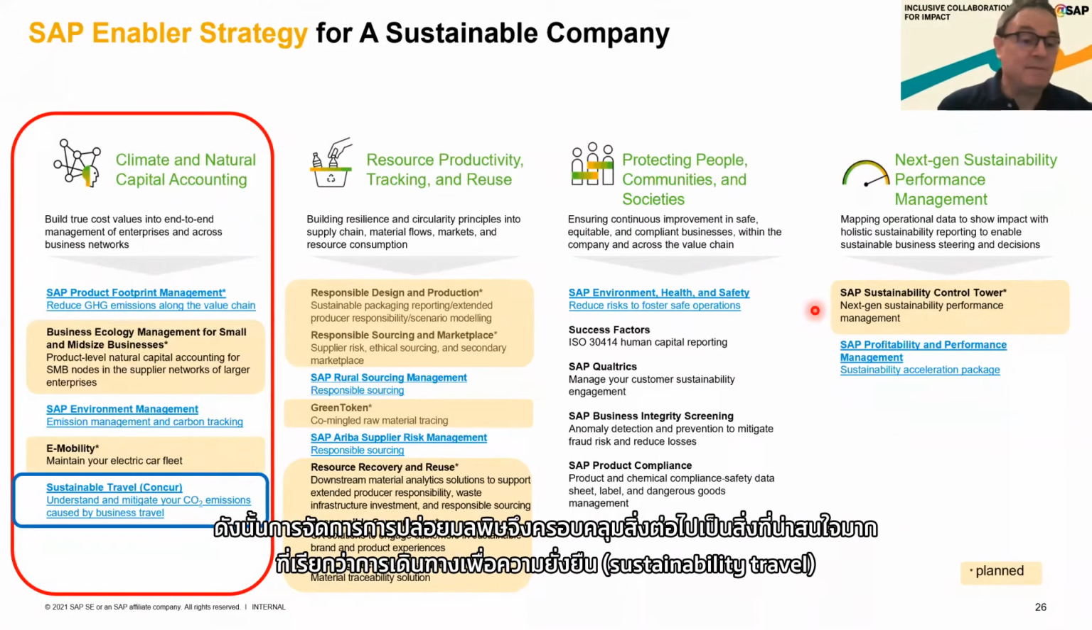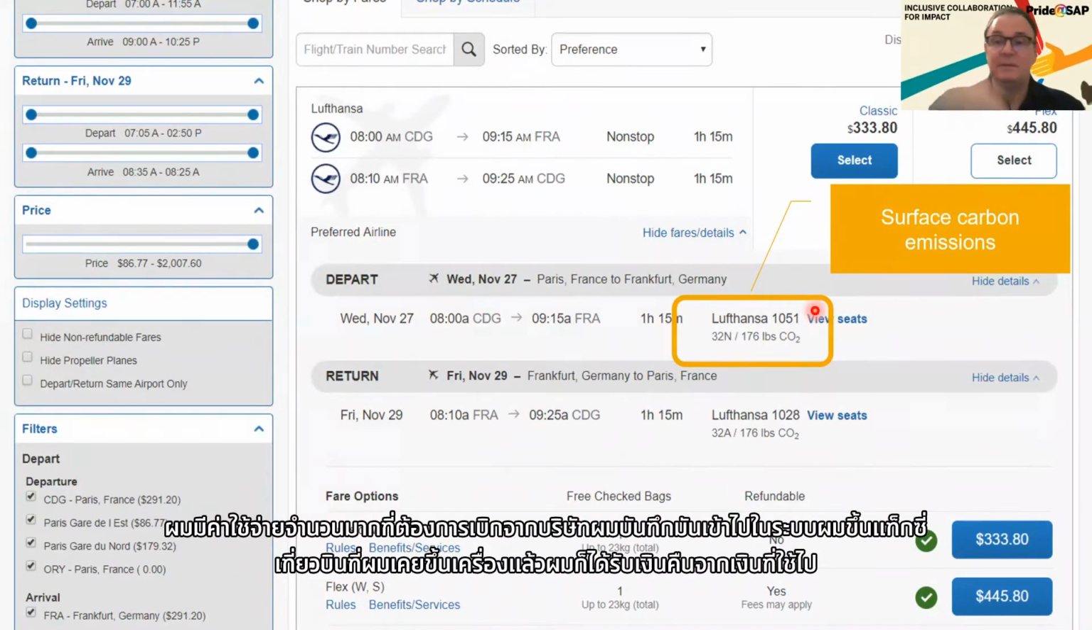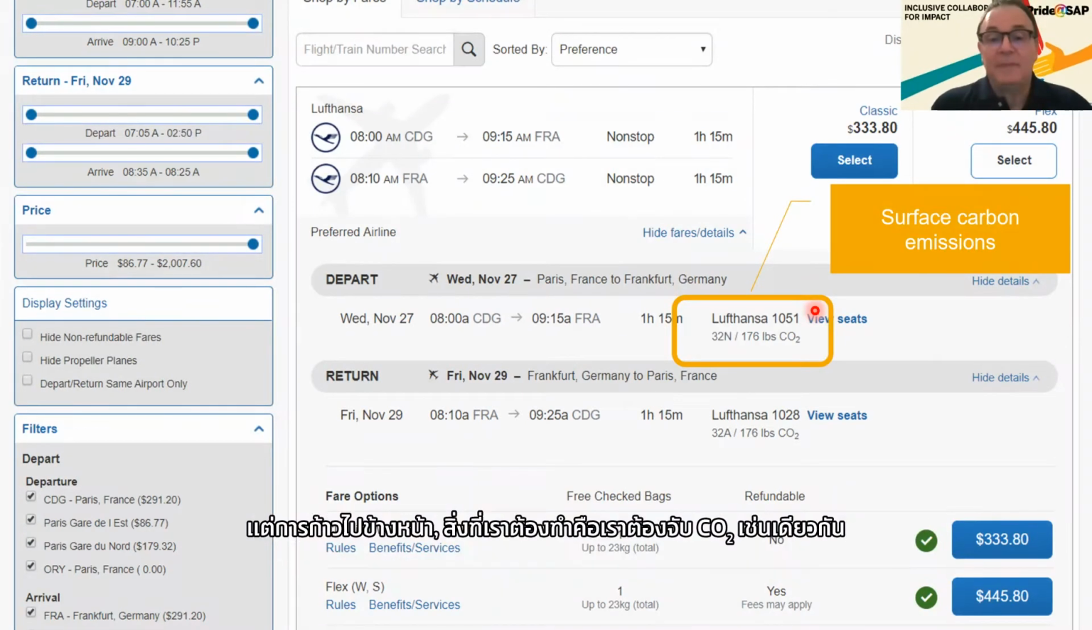The next one is a very interesting one called sustainability travel. So what we have is a product called Concur, and that helps you do your expenses, your travel expenses. So today, when I enter my travel expense, what that has is a financial dimension. I have a number of expenses. I enter them into the system. I catch a taxi, a flight. Well, I used to catch a flight. And then I get reimbursed that money.